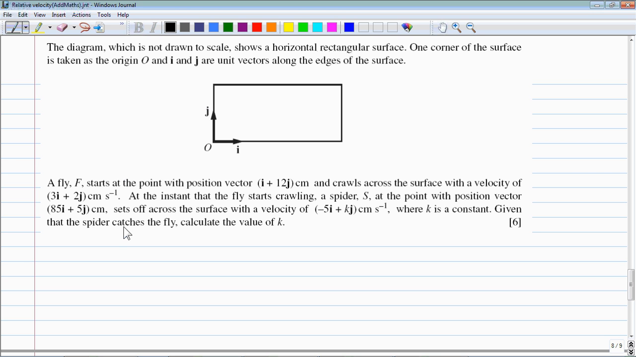The spider catches the fly. What does that tell us? The spider catches the fly means interception, or meeting. We need to find the value of k.